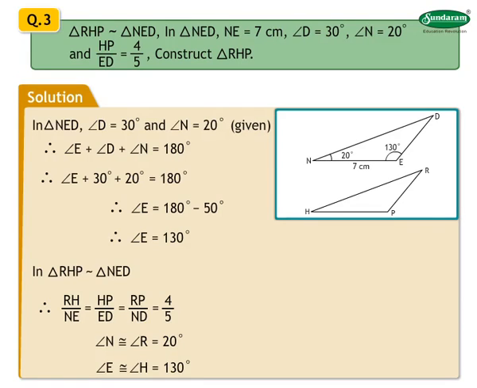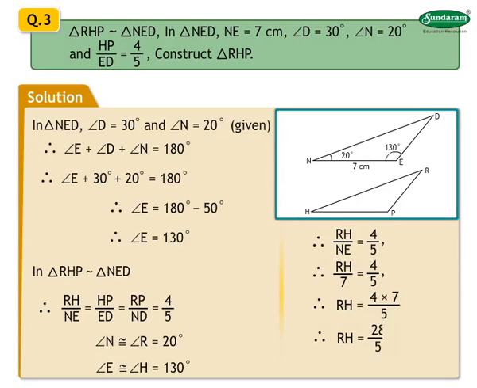Now let's find the measure of side RH. To find the length of RH, it is given that RH upon NE is equal to 4 upon 5. Therefore, RH upon 7 is equal to 4 upon 5. Therefore, RH is equal to 28 divided by 5. Therefore, RH is equal to 5.6.